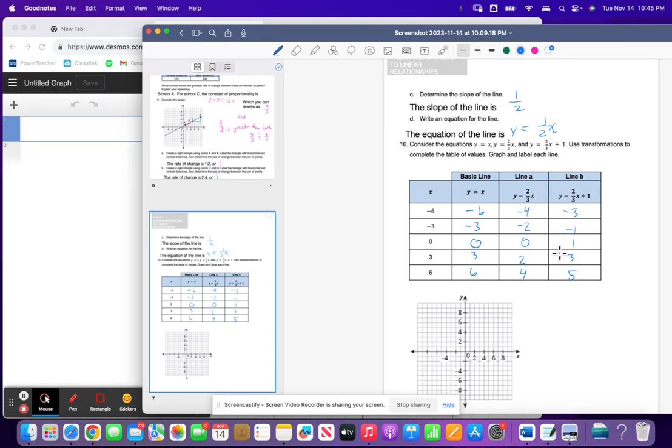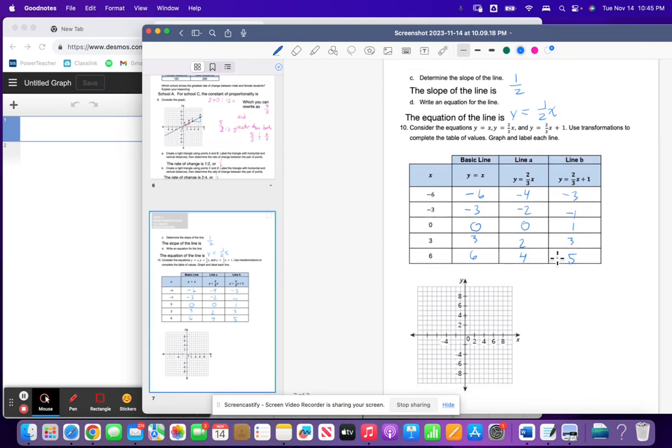Then in this column, line B, it's whatever this is, because this is the same, plus 1. So -4 plus 1 moves it to the right, you get -3. -2 plus 1 makes it more positive, you get -1. 0 plus 1, 1. 2 plus 1, 3. 4 plus 1, 5. So you get these numbers, right?